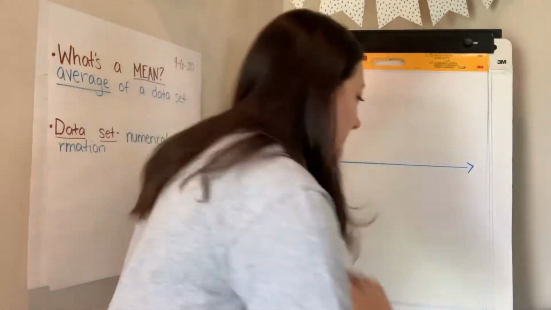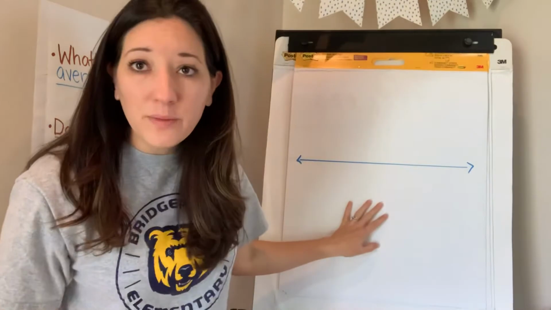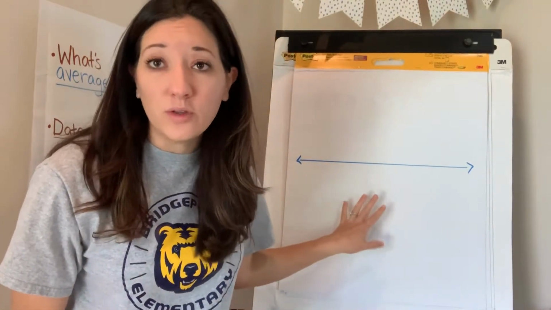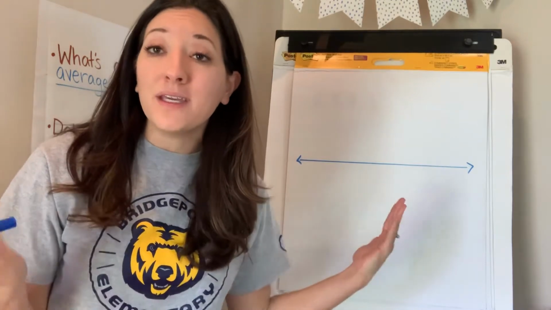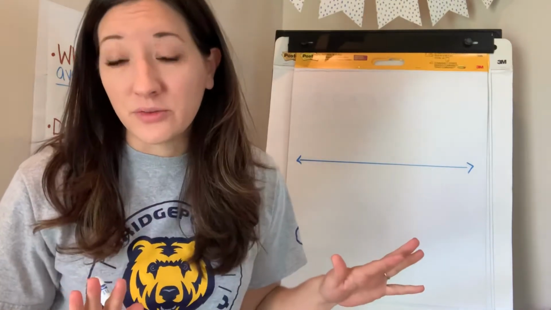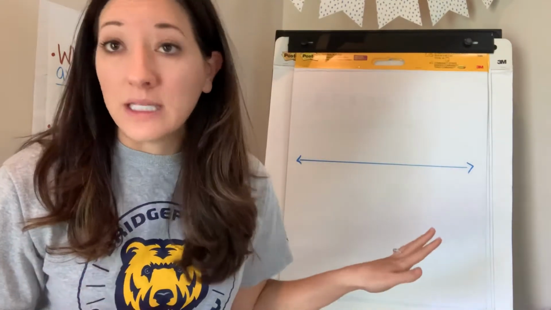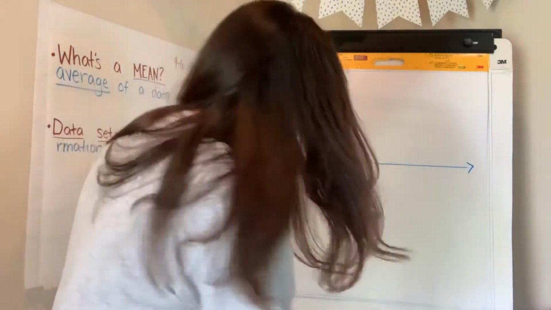Okay, so I'm going to take the numbers in my data set and put them on a number line so that you can kind of see what we're looking for. This is just to show you what a mean is. This is not how you're going to do your work. You don't need a number line. I just want to show you.